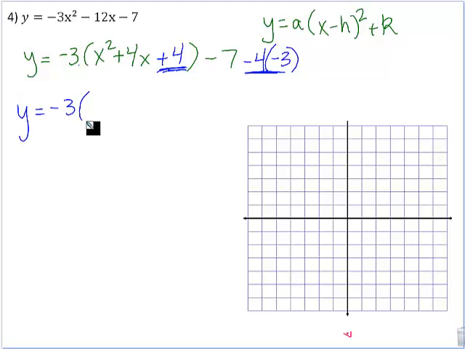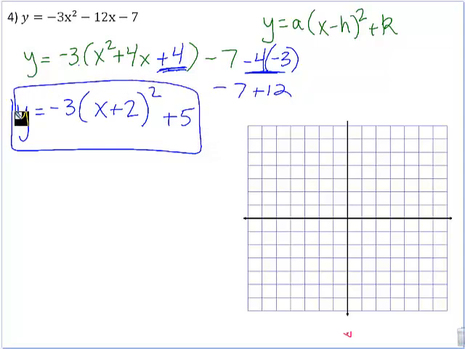So y equals negative 3. Good, and then it'll be x plus 2 squared. Good, plus 5, because this ends up being negative 7 plus 12. Okay. So there's our standard form. So where's our vertex based off of this form? Where would our vertex be? Negative 2, 5 is our vertex.